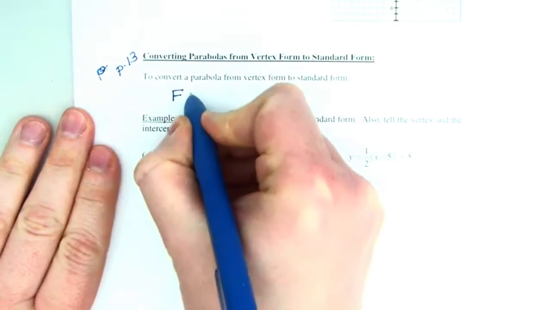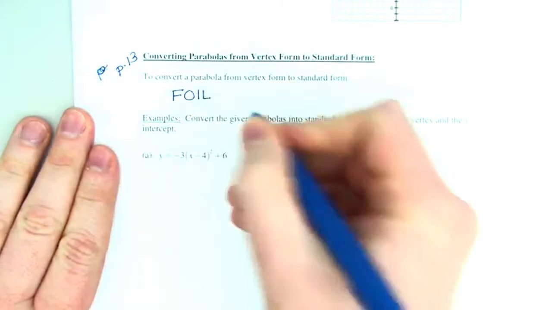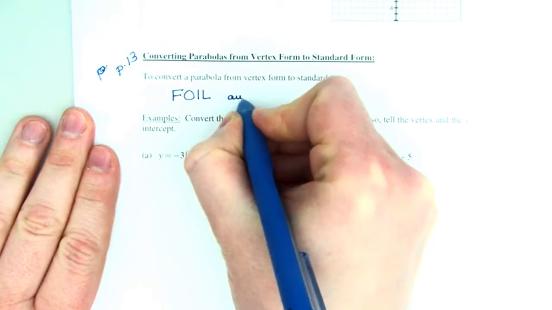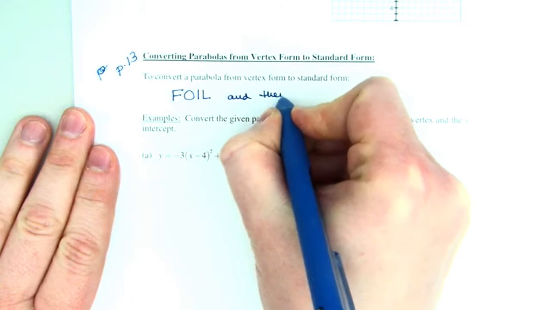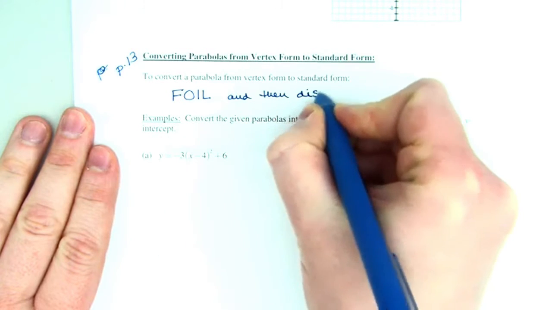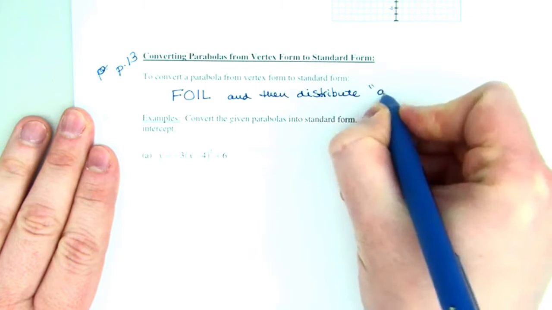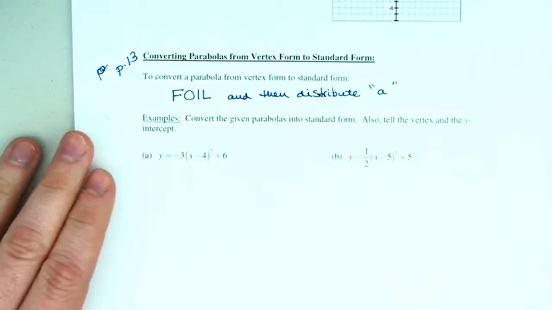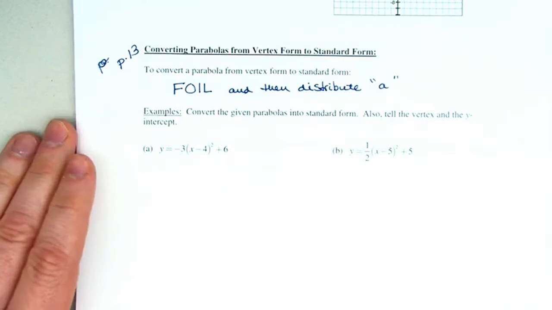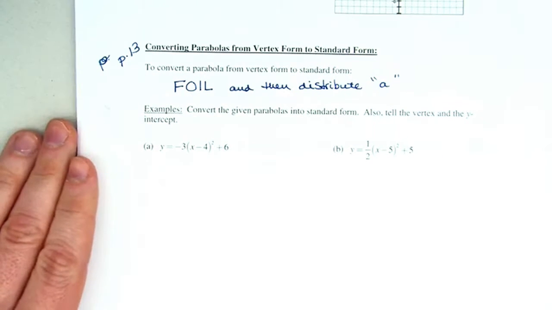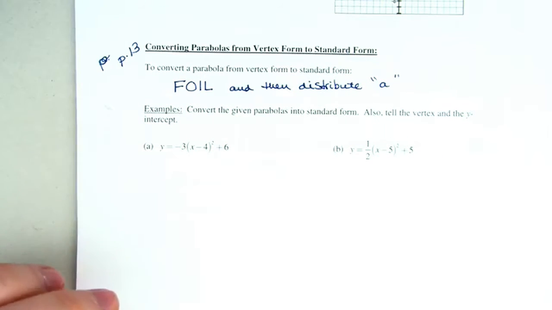To convert a parabola from vertex form to standard form, all we have to do is FOIL and then distribute the a value.